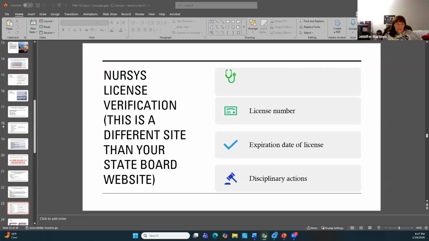Your nurse license verification. This is not your state board of nursing. This is a national website. Under this, the information that's going to be there is your license number, when it expires, and if you have any disciplinary actions on your license. All right, so you go to work in another state, right? Give them your license information. They're going to look you up in NURSYS, and they're going to see if there are any disciplinary actions on your license.